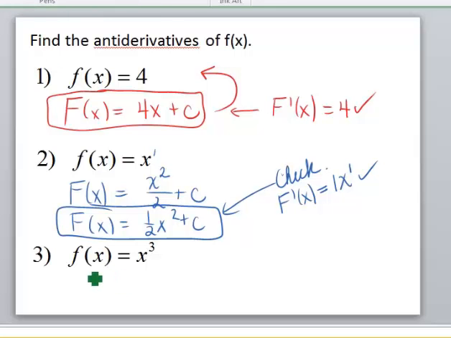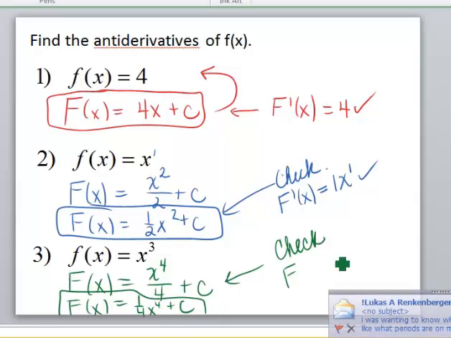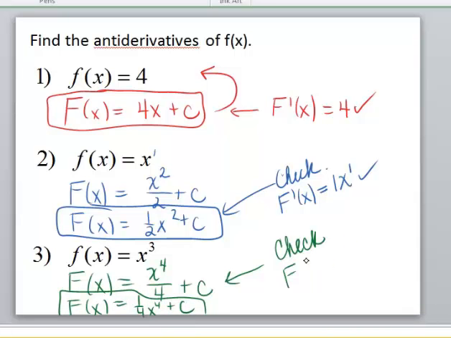The next one is the same thing. The rule is raise it by 1 and put it over that same power. Add the plus c. I'm going to check this. When I check it, I'll rewrite this first. So it's 1/4 x to the fourth plus c. This is my solution. When I take the derivative of this, bring that 4 out front, I get x, lower it by 1, x cubed, take the derivative of any constant, I get 0. So it does check out.